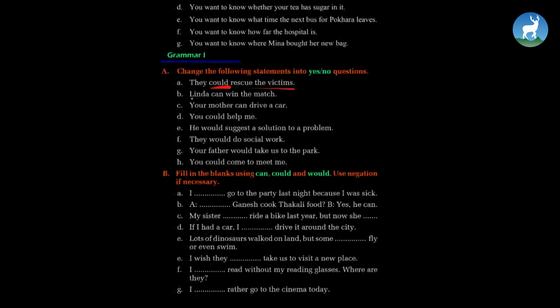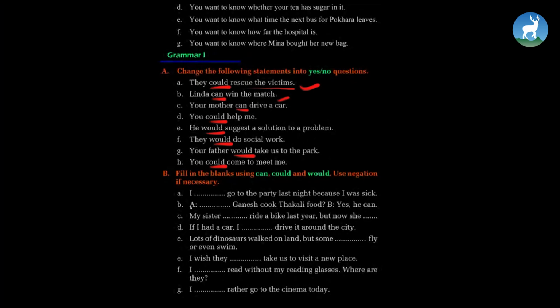Similarly for question number B, Linda can win the match. So see, we have an auxiliary verb over here. So we would be using this auxiliary verb to form the question. The question would be reading like this: Can Linda win the match? Similarly, please do for question number C, D, and the rest of it. All of the options have an auxiliary verb in it. So simply put the auxiliary verb in the front of the sentence, in the beginning of the sentence, and then form yes, no questions as we did in question number A and B.